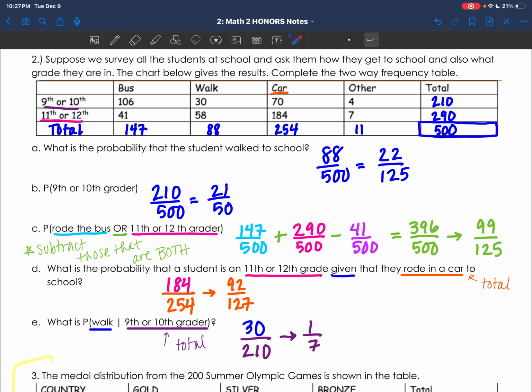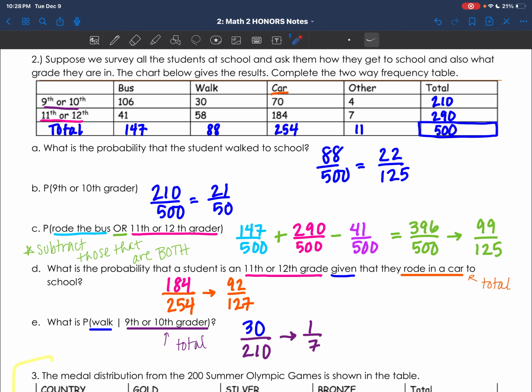All right, and this one says, what's the probability a student is an 11th or 12th grader given that they rode in a car to school? So if we have the if or given, that's when you need to divide. And then you're going to use the rode in the car as the total because it says given they rode in the car. So you're going to look at the rode in the car. Where's your car riders? Are there? You're going to use this total here. And the 11th or 12th graders would be 184. So of the car riders, 184 were 11th or 12th grade. And then that's going to simplify to 92 over 127.